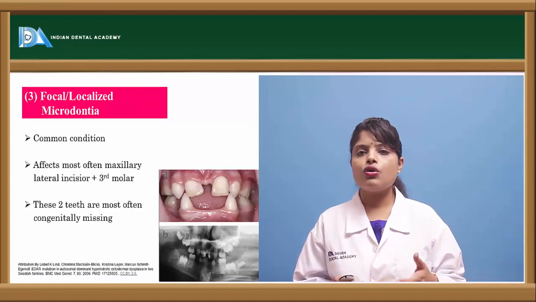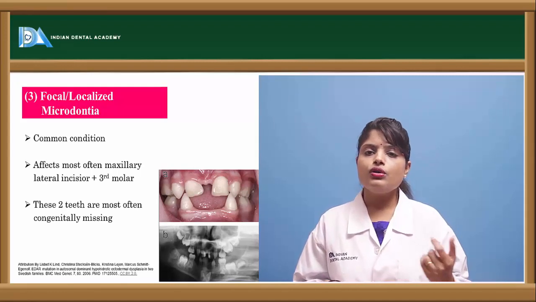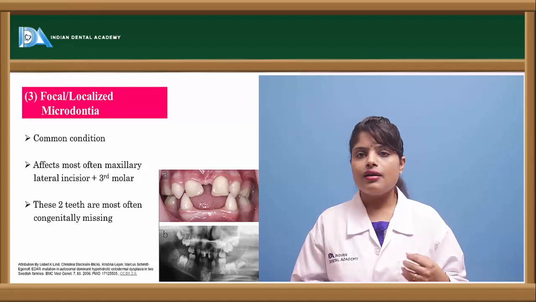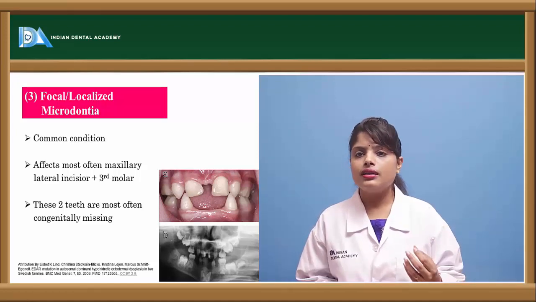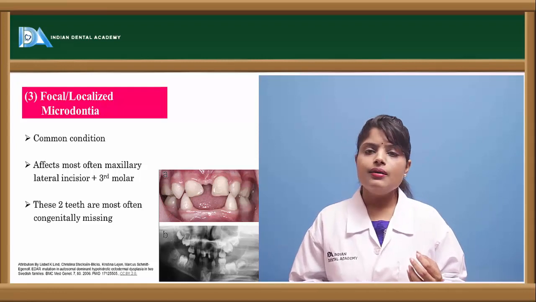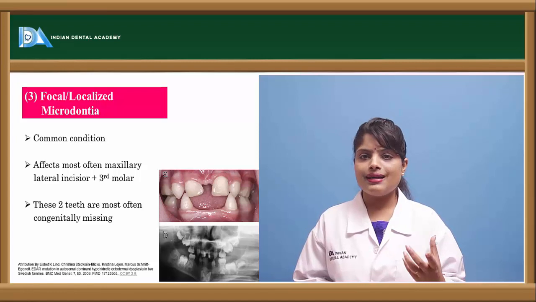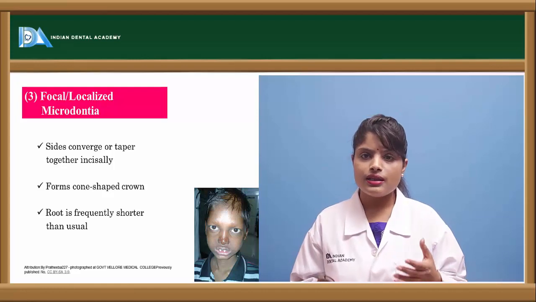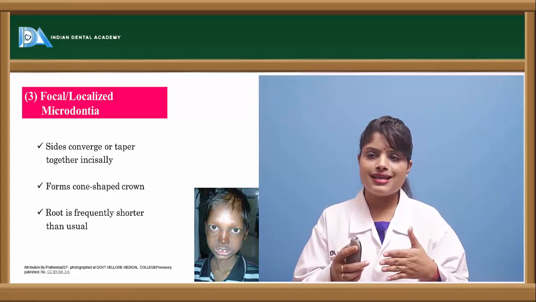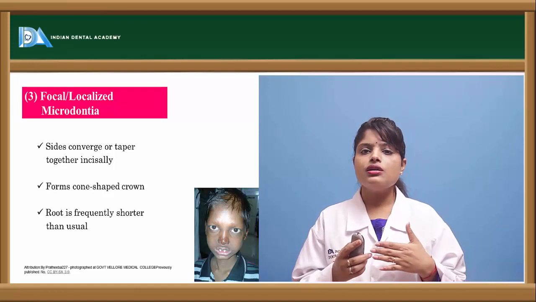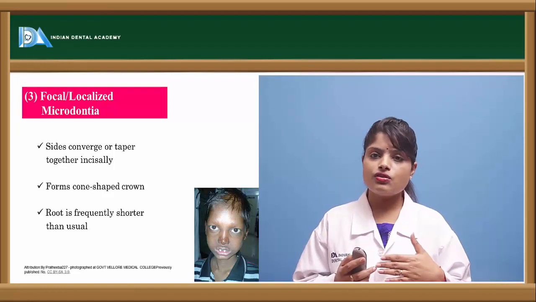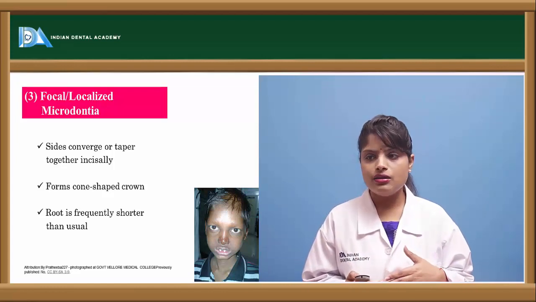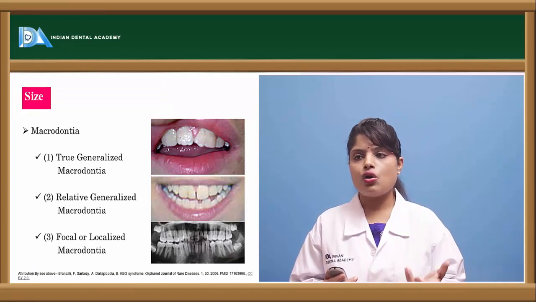Then comes the focal or localized microdontia, in which one or more teeth are involved, but not all the teeth of the oral cavity. Such teeth are different in size and shape and smaller than the normal teeth. For example, the peg lateral. The lateral incisors are peg shaped and have a smaller size, and they also have a smaller root. They usually converge incisally and are generally cone shaped. They can also be found in congenital syphilis, or in the case of pedocranial dysplasia and other syndromes. The root is fewer and shorter in size.